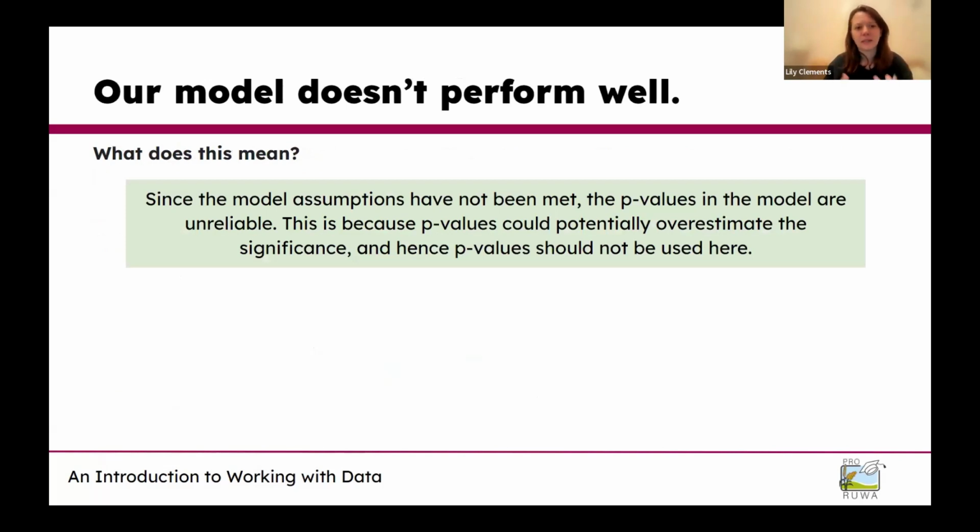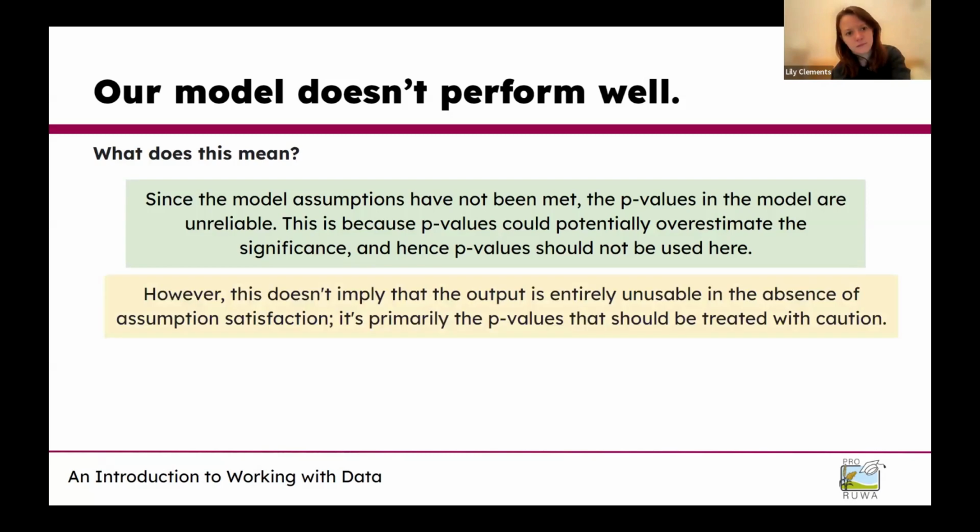So what does this mean? Well, since the assumptions in our model haven't been met, then the p-values in the model are unreliable. This is because the p-values could potentially overestimate the significance, and hence p-values should not be used here. However, this does not imply that the output is entirely unusable in the absence of satisfying our assumptions. It is mainly the p-values that should be treated with caution.